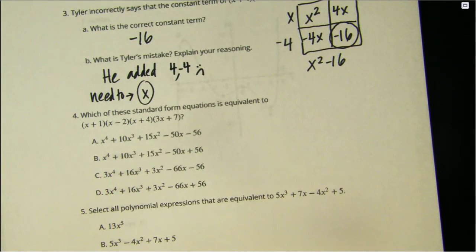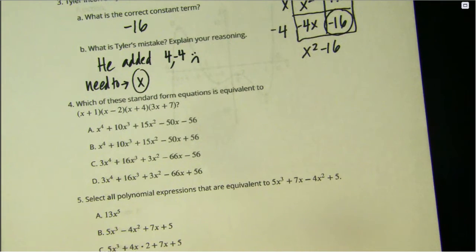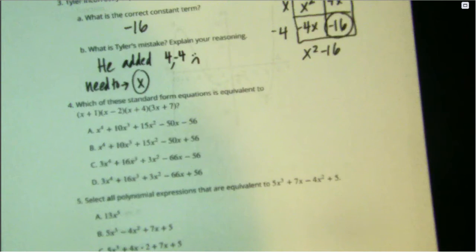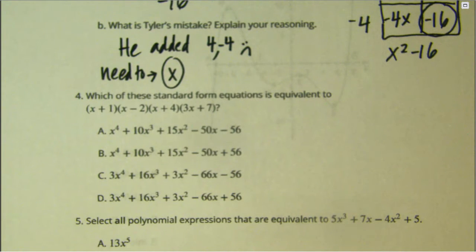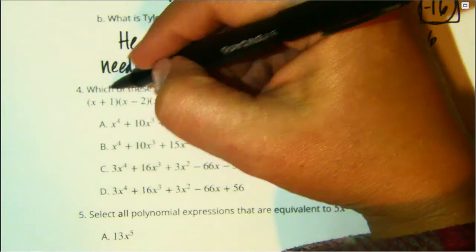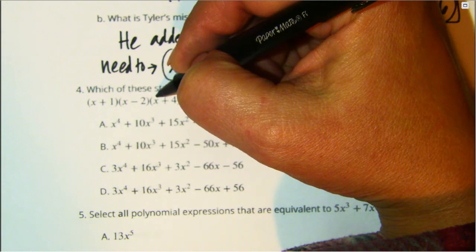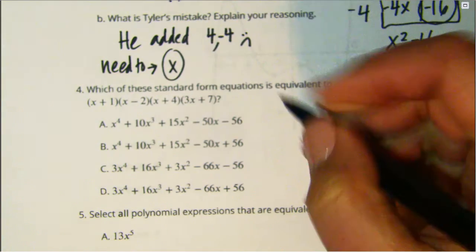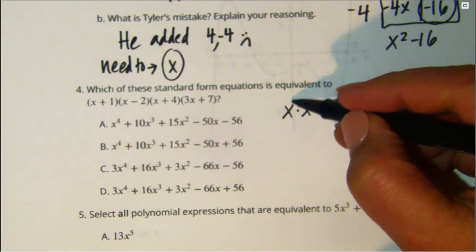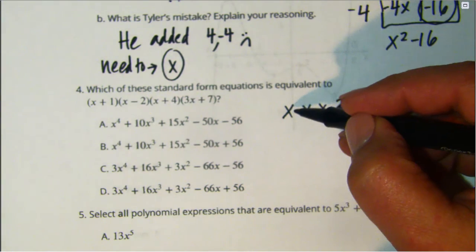All right, which of these standard form equations is equivalent to this? Now I'm going to show you a shortcut way to do this. We could actually multiply it all out, but I'm just going to multiply the first terms. So x times x times x times 3x, that'd be what? 3x to the fourth.